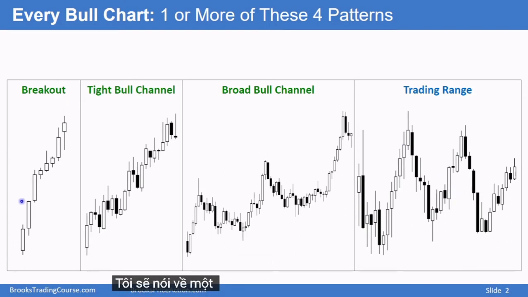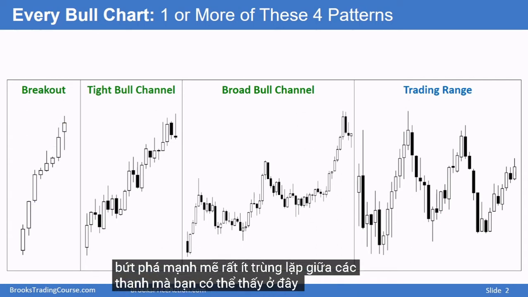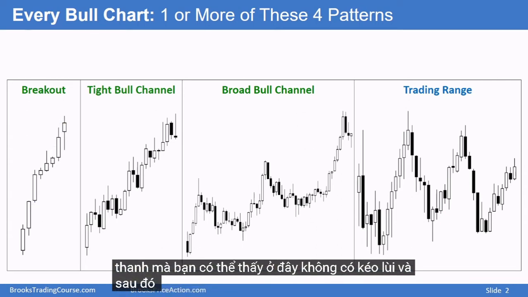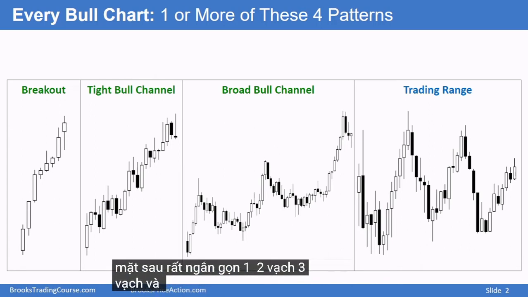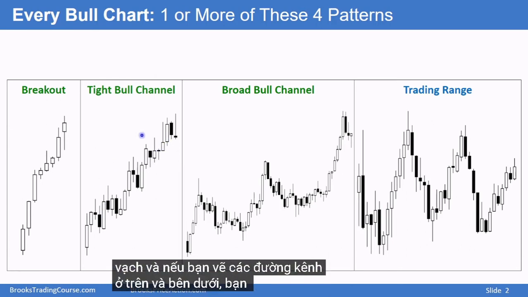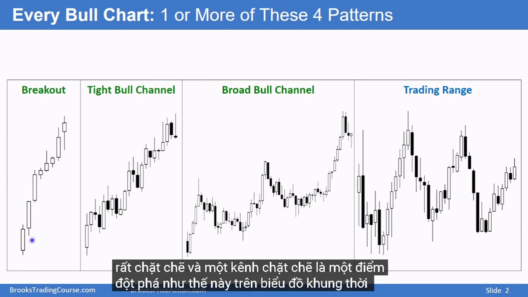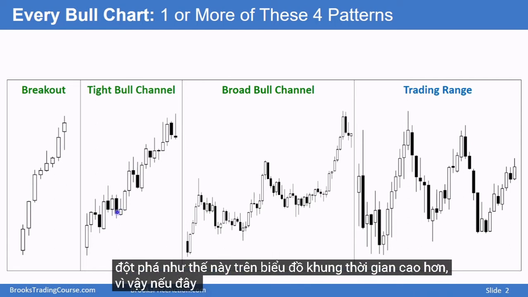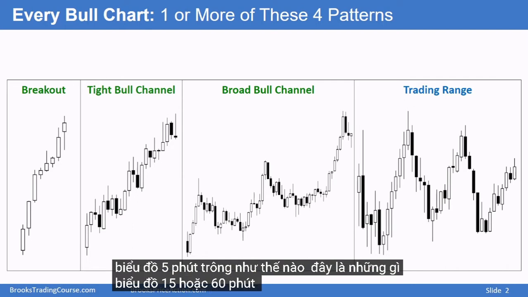I'm going to be talking about a strong breakout, very little overlap among the bars. You can see here, no pullbacks. And then a tight bull channel, which has pullbacks that are very brief, 1, 2, 3 bars. If you draw a channel, lines above and below, you can see that it's very tight. A tight bull channel is a breakout like this on a higher time frame chart. So if this is what the 5-minute chart looks like, this is what the 15 or 60-minute chart looks like.